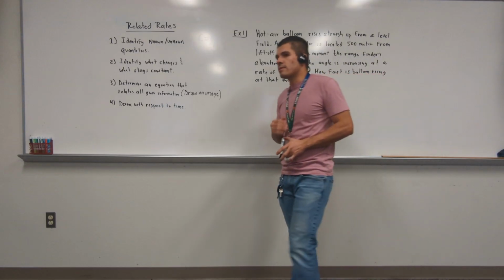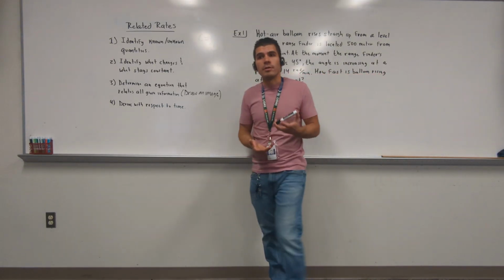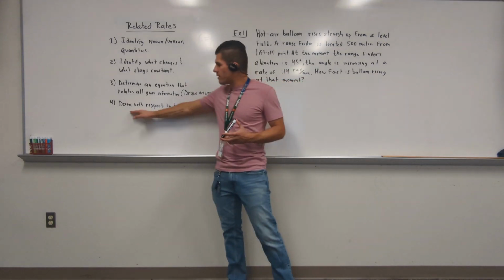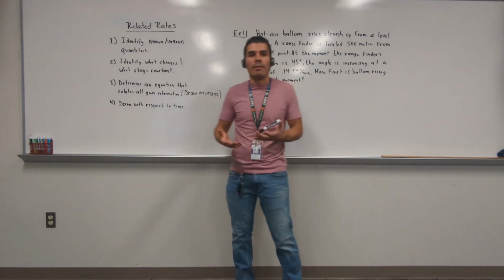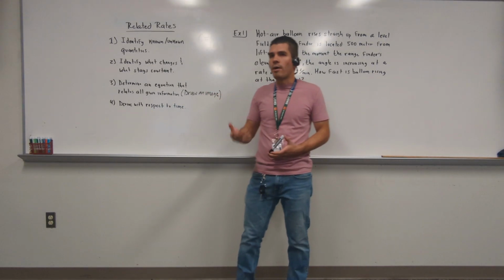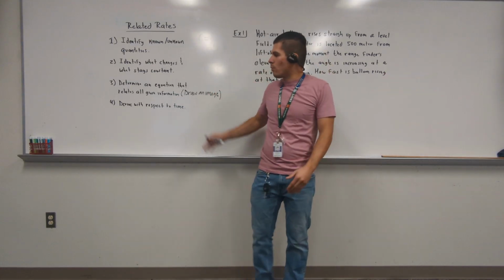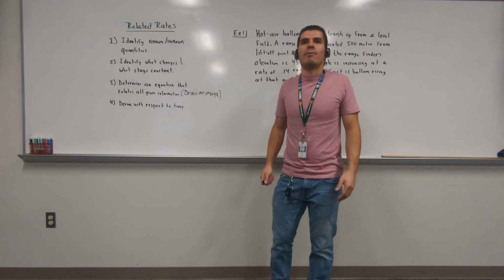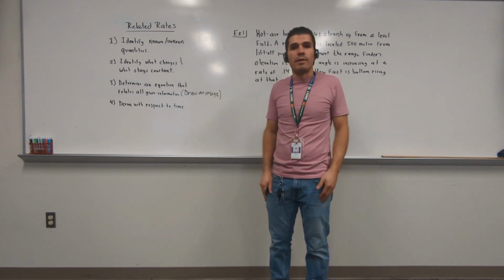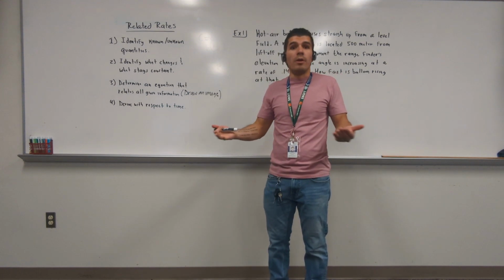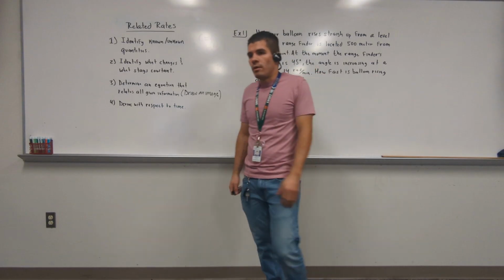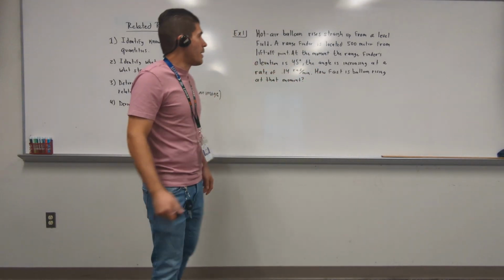And lastly, once you have that equation, you're going to take the derivative of that equation with respect to time, because all of these problems are going to be about something changing as time progresses. Step 5, if you want to write that down, will basically be: once you have the derivative, then you should be able to find the unknowns. So let's look at a very simple situation to begin with.